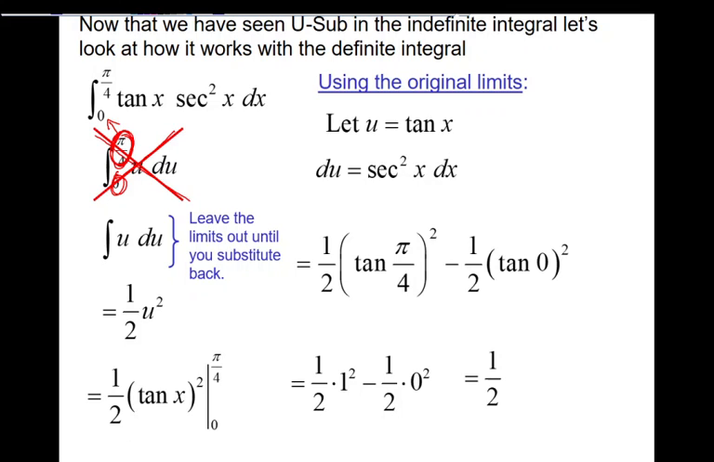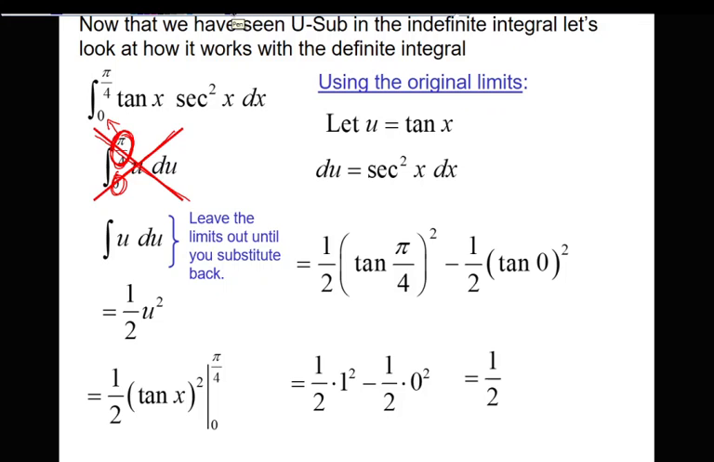The difference between indefinite integration and definite integration is that once I figure out my u substitution, when I plug in my u's, I can't put my limits in there. Once I take the antiderivative and I plug u back in, then I can use my limits. So be careful there.